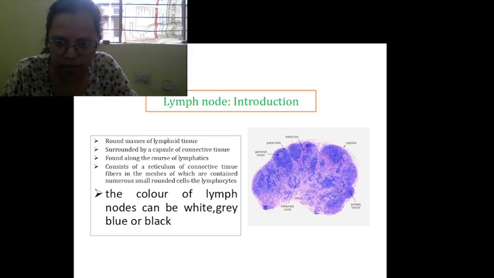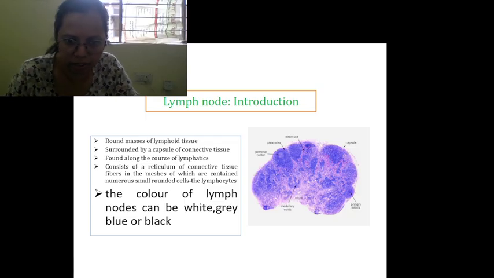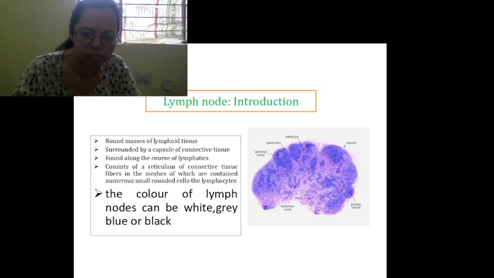Here you can see we have the capsule, primary follicle, medullary folds, germinal center, paracortex, trabecula. We won't go into the details of the lymph nodes here because we are doing just examination of lymph nodes.